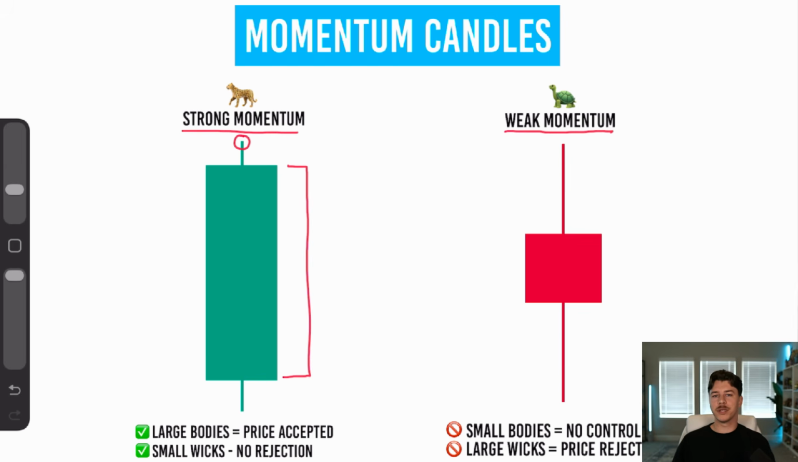Now, weak momentum, on the other hand, is the total opposite, right? We have a small candle body showing that there wasn't a lot of buying or selling activity during this move in the market. And what you'll notice is that the wicks are very significant, showing that price was not accepted on either side. So just to recap, a strong momentum candle is going to have large candle bodies and small wicks. And a weak momentum candle is going to have small candle bodies and large wicks.